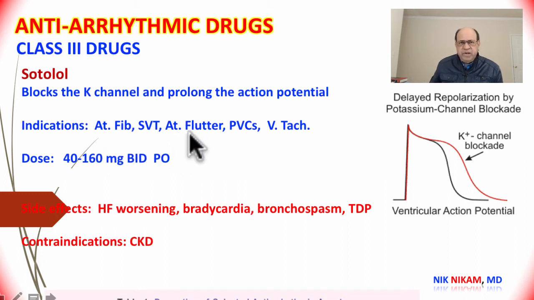It's most commonly given in patients with PVCs or short runs of ventricular tachycardia. It is given in a dose ranging from 40 to 160 milligrams twice daily. Sotalol can make heart failure worse. It can also cause bradycardia and bronchospasm, and occasionally it can cause torsade. It is contraindicated in patients with chronic kidney disease.